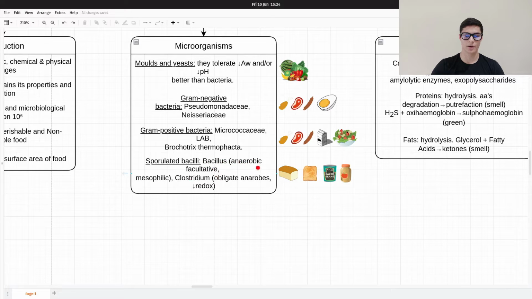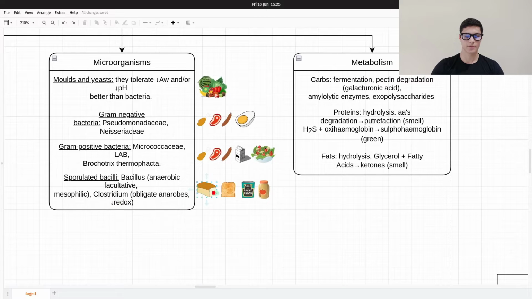Sporulated bacilli, like Bacillus and Clostridium: the Bacillus are facultative anaerobes and mesophilic. The Clostridium are obligate anaerobes and they have a lower reduction-oxidation point. And they affect mainly the bread and the canned or preserved food, like these ones.